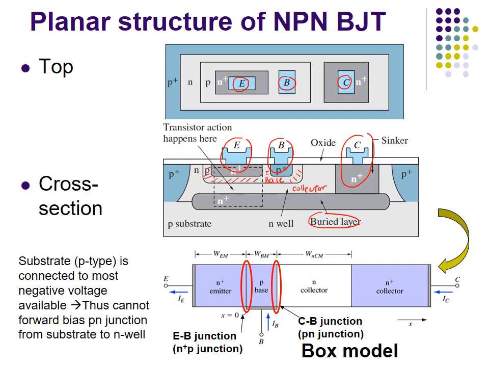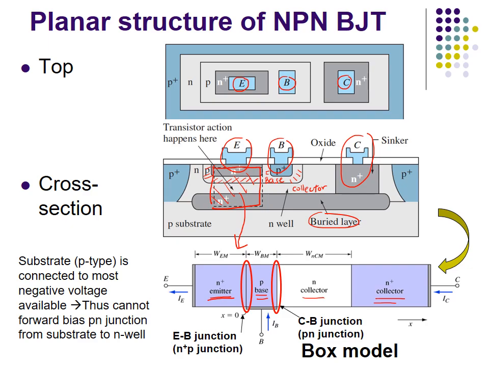Same as the P plus for the base, the N plus region connected to the collector electrode is to create a low resistance path for the carriers to flow. So, the actual transistor mechanism of a BJT happens at this region. If further simplified, it can be represented as this box model shown here, where we have the emitter electrode connected to the degenerate N plus region, base electrode to the P-type region, and C connected to an N plus region, which is in turn connected to a lightly doped N-type region.